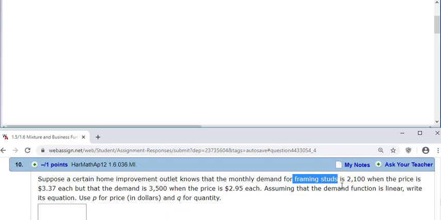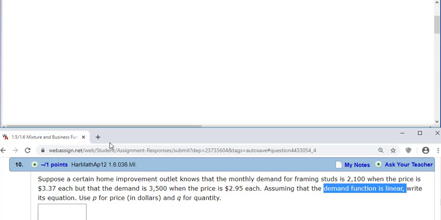Number 10, we have a home improvement outlet, and they have two data points for the relationship between the number of framing studs that they sell and what their price is. So 2,100 when the price is $337, but the demand increases to 3,500 when the price is $295 each. Suppose that the demand function is linear. That's huge. That means that the demand can be in the form of an mx plus b.